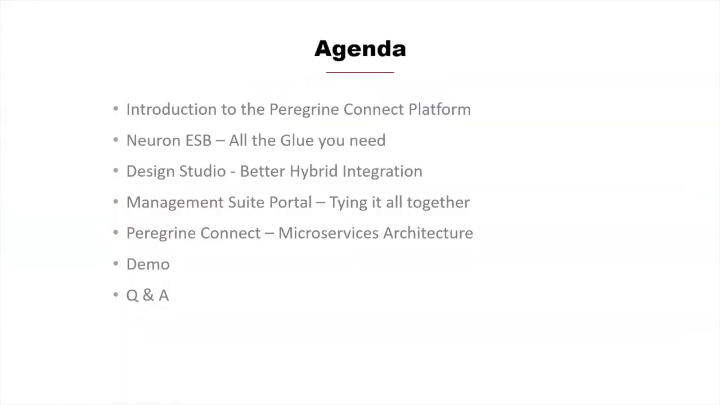The platform, the suite of products and services underneath it, including things like Neuron ESB, containing all the glue to tie things together, the new design studio to really build out better integration scenarios, and the management suite portal. Now, this is important because this allows you to do all the operational monitoring, all the application monitoring, and more so all the security tie downs. And then we're going to go into microservices with Peregrine Connect and actually show you a real demo. And then we'll go into our Q&A session.